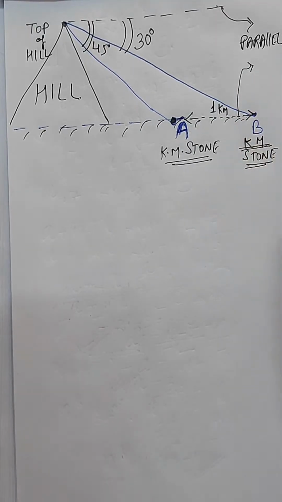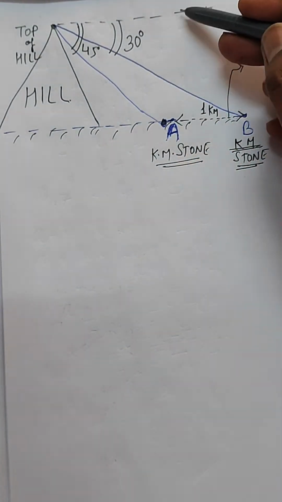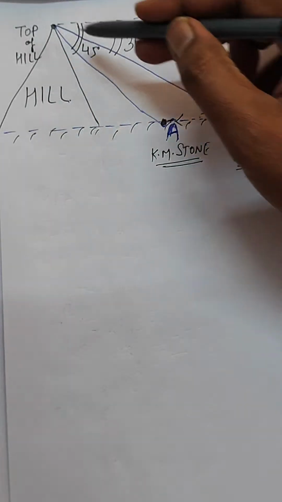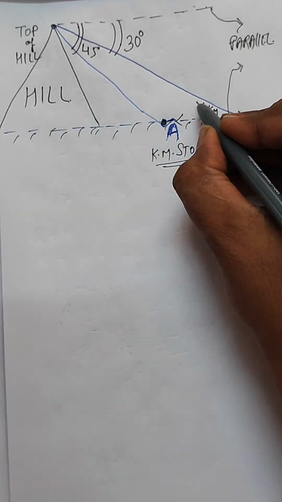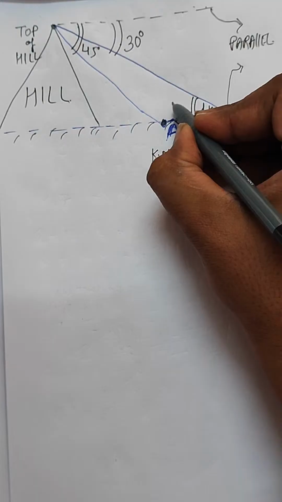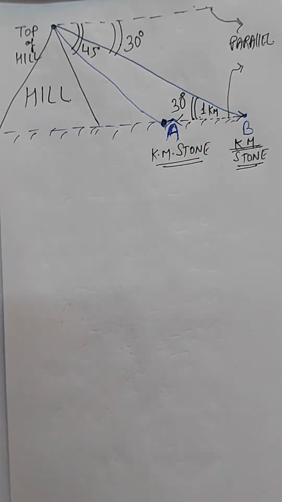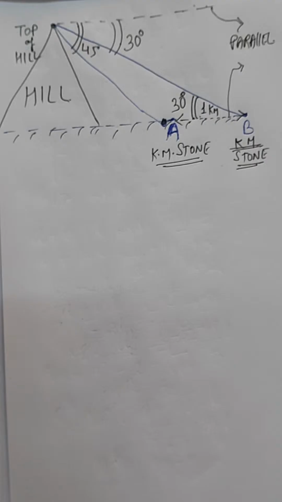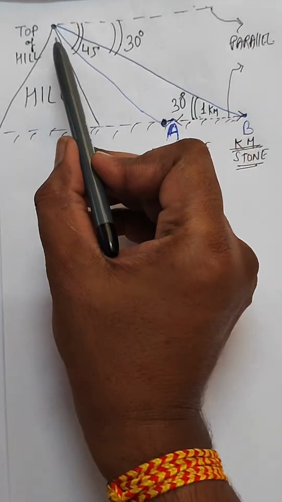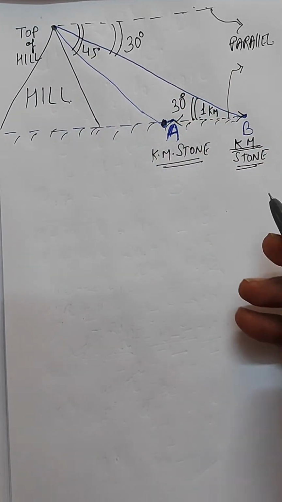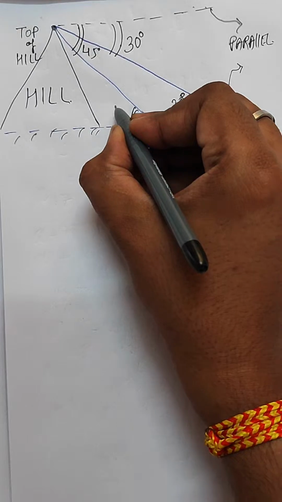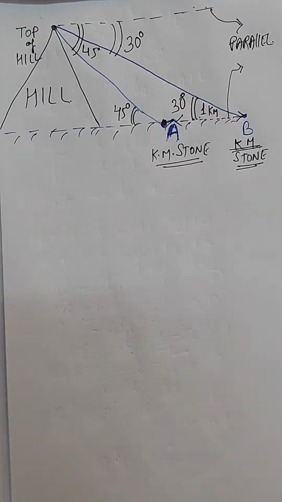parallel lines. So this can be treated as a transversal, and if these are parallel lines and these blue lines are transversal, that is the slope, then we can say that this 30 degree will be equal to this angle, that is equal to 30 degree, alternate angle. Similarly, if this angle is 45 degree and these two lines are parallel and this line is the transversal passing through A, then this angle will be equal to 45 degree.